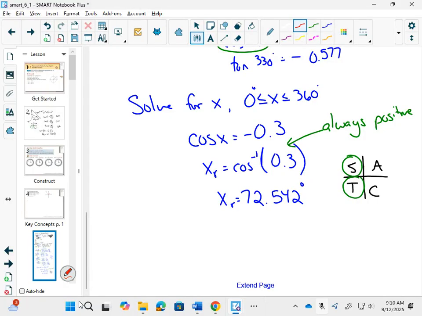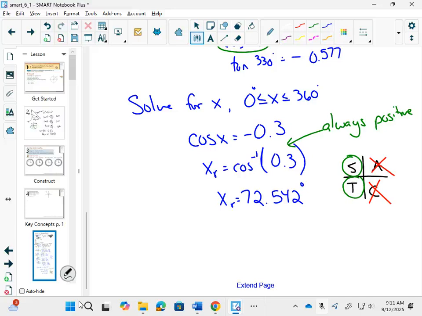Why? Because this tells us where things are positive. So if cos is positive in quadrant 4, it can't be negative in quadrant 4. If they're all positive in quadrant 1, and cos is negative, it can't be in quadrant 1. So now I know that it's in quadrant 2 and quadrant 3.